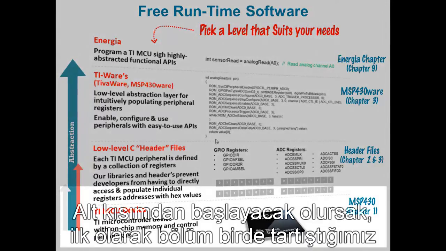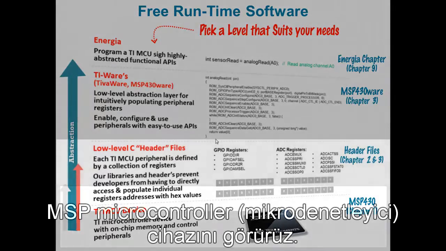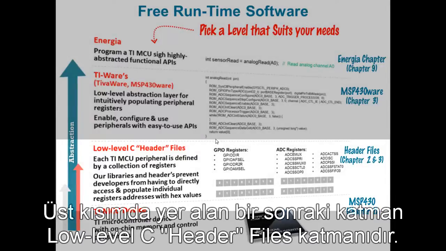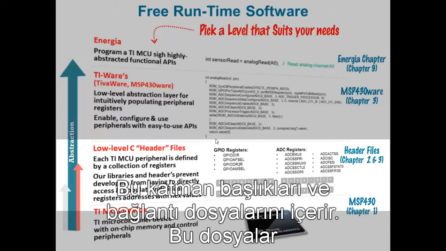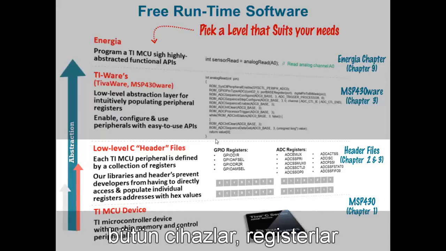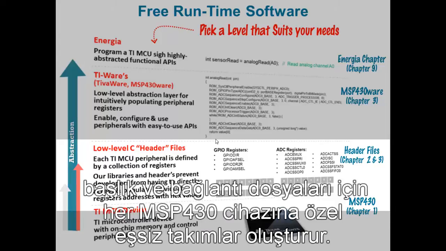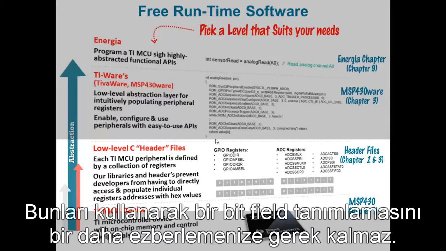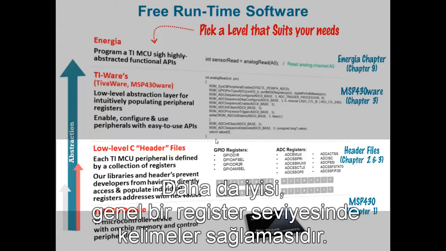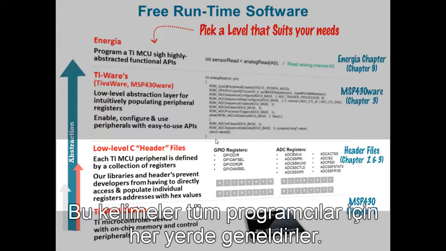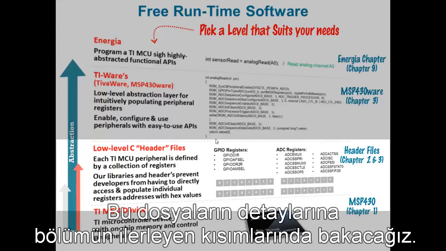Starting at the bottom, we see the MSP430 microcontroller that we discussed in Chapter 1. The next layer up, the one we called the low-level C header files, includes a set of header and linker files. These files provide symbolic definitions for all of your devices, registers, and their bit fields. In fact, TI creates a unique set of header and linker files for each specific MSP430 device. Using these, you shouldn't ever have to memorize a bit field definition again. Even better, they provide a common register level vocabulary that is common amongst MSP430 programmers everywhere. We will look at the details of these files later in the chapter.